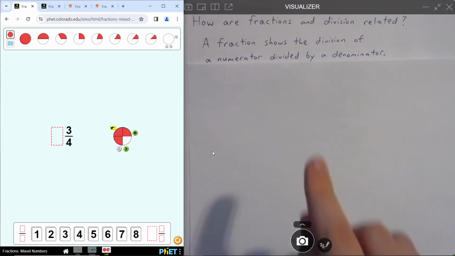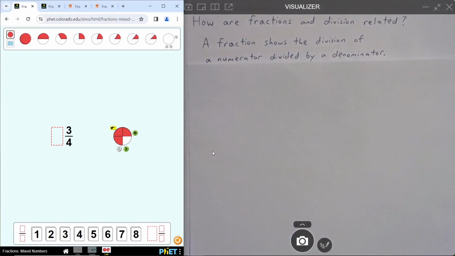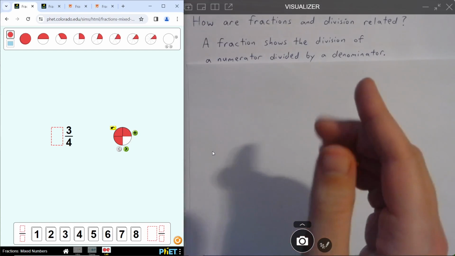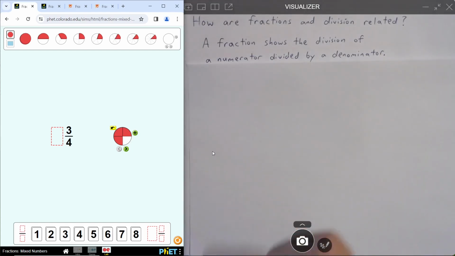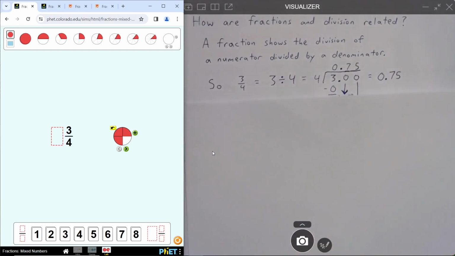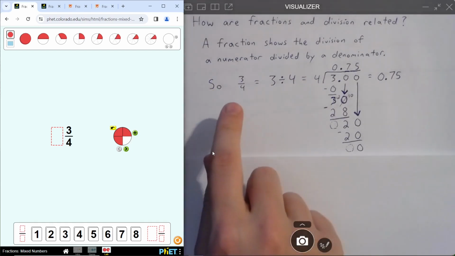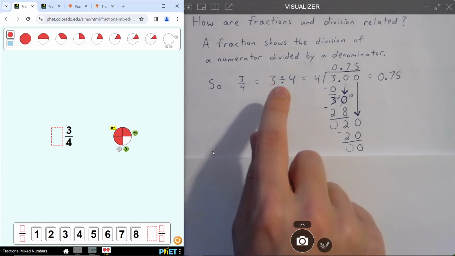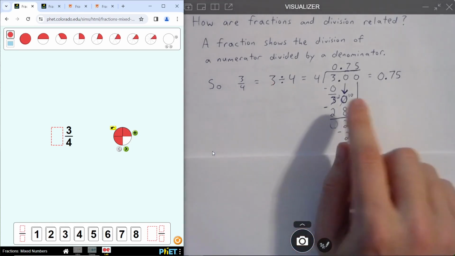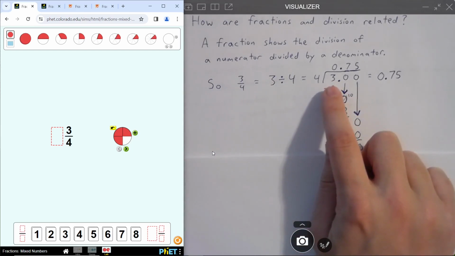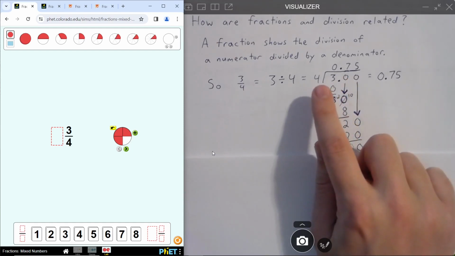Next, I want to go over how fractions and division are related, using the example fraction that we just talked about. A fraction actually shows the division of a numerator divided by a denominator. So in our example, 3/4 equals the numerator of 3 divided by the denominator of 4. That would be the same as a dividend of 3 in long division divided by a divisor of 4.